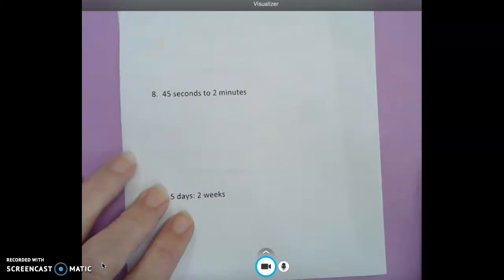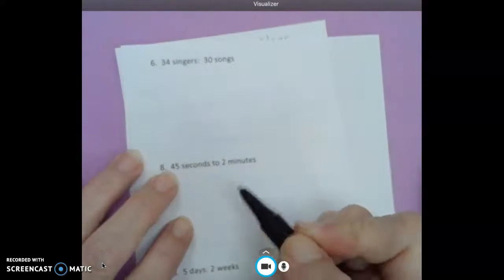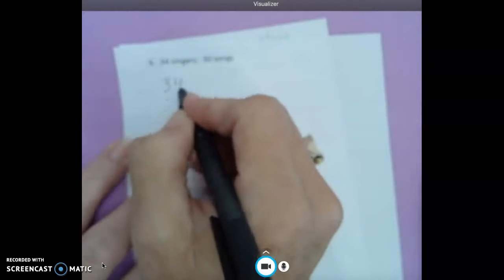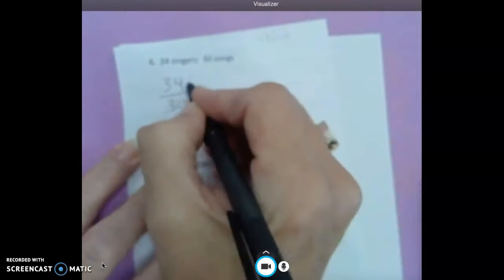Okay, now I've got to slide this down. We've got 34 singers and 30 songs. So 34 over 30. The first thing that pops in my mind is a 2.